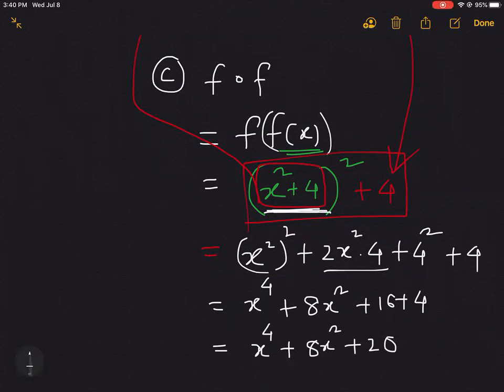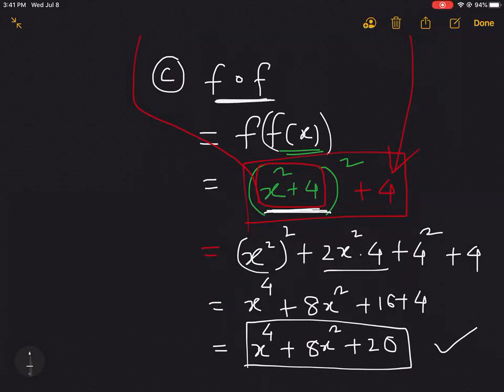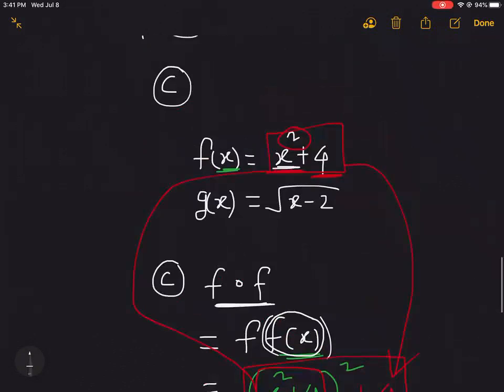Okay, let me check the answer. x to the 4th, 8x squared plus 20. Yeah, that's it. So that's the answer, because you are required to simplify. All right. Again, the idea of this type of problem is you will replace your x by f of x or g of x, whatever is given in your problem. So wherever you see this x, you need to replace that thing by the new function, and obviously then take care of the squares and the other terms.